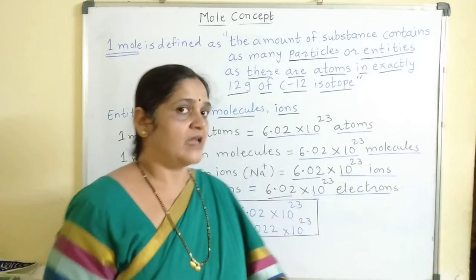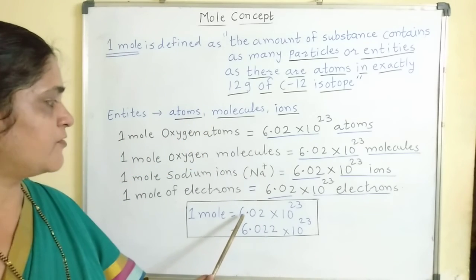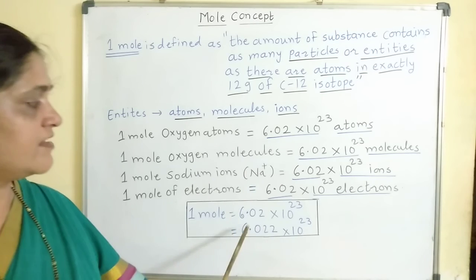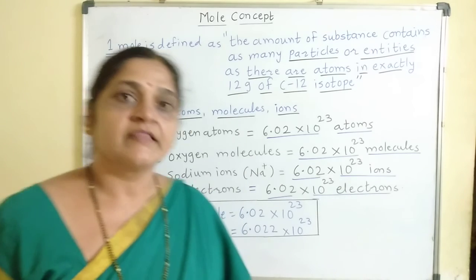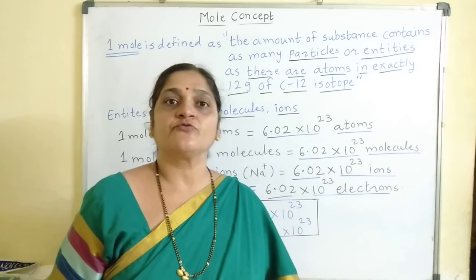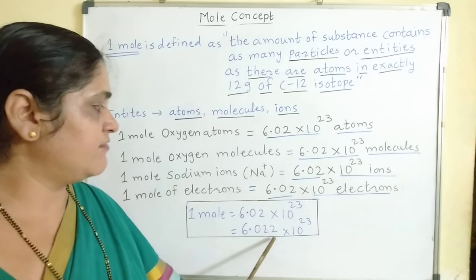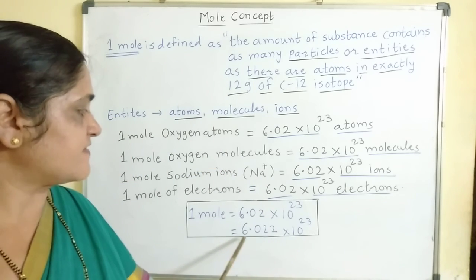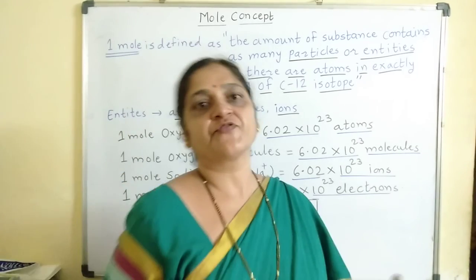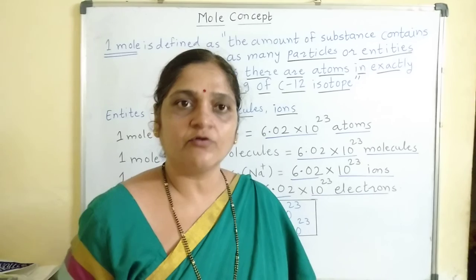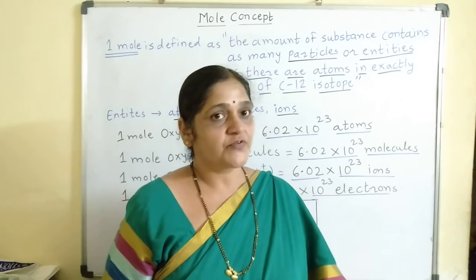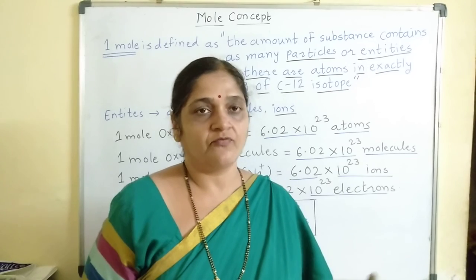Is that clear? Now 1 mole is equal to 6.02 into 10 raised to 23. In some books you may have heard that this number is also written as 6.022 into 10 raised to 23. So here we just increase one decimal place, and it is 6.022 into 10 raised to 23. For numerical calculations also, sometimes we use 1 mole equal to 6.022 into 10 raised to 23. I hope, students, you are clear with the concept of mole.